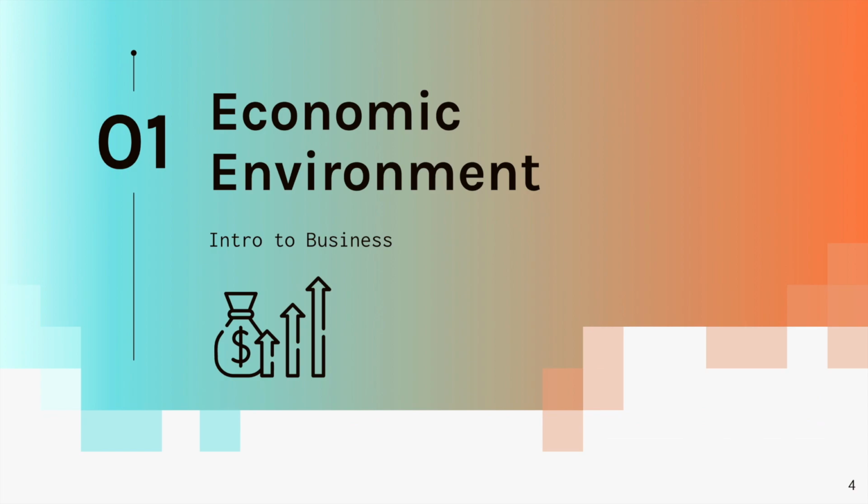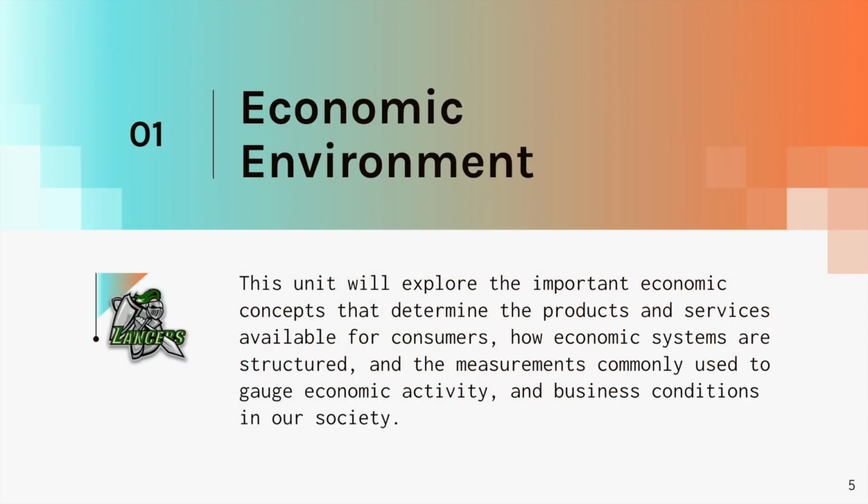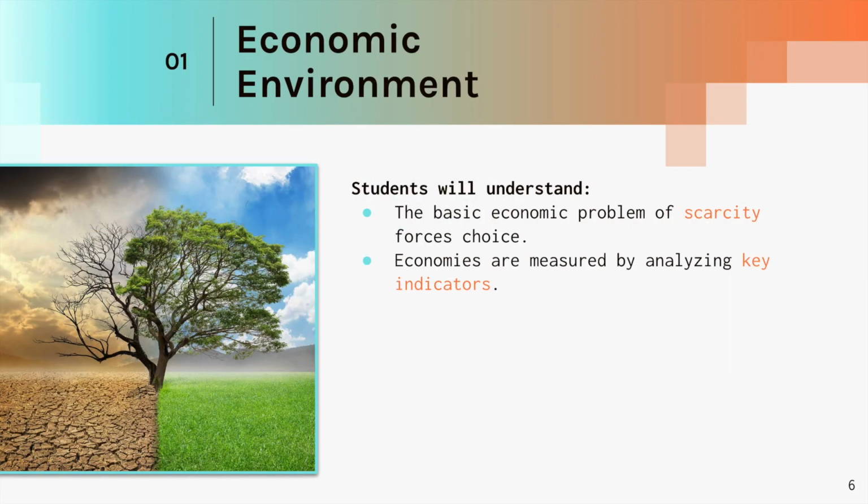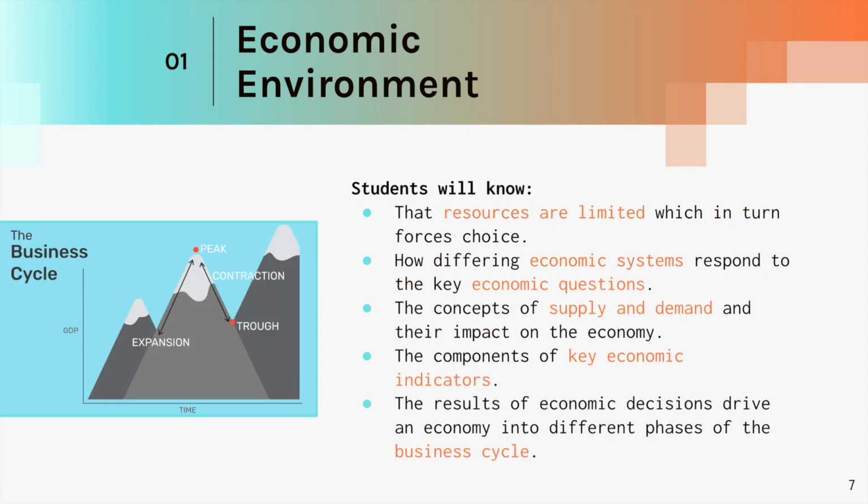In our first unit, Economic Environment, students explore the important economic concepts that determine the products and services available for consumers, how economic systems are structured, and the measurements commonly used to gauge economic activity and business conditions in our society. We explore the basic economic problem of scarcity. We also learn that economies are measured by analyzing key indicators. Some of the topics that we will explore: economic systems, key economic questions, supply and demand, as well as the business cycle.